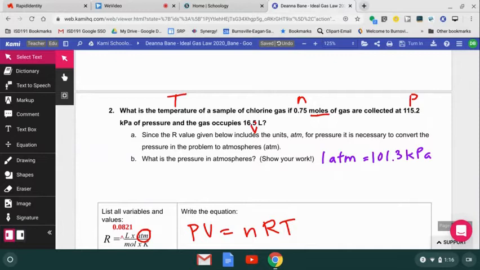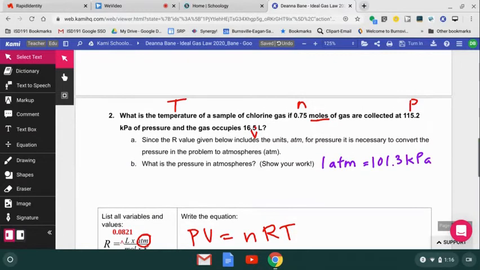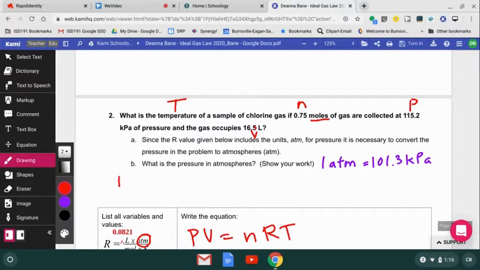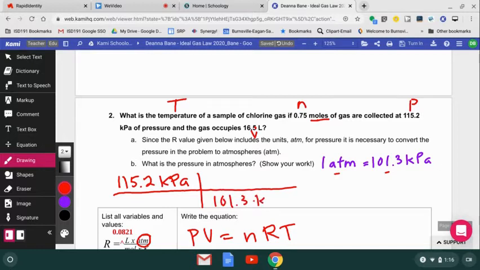Let's convert 115.2 kilopascals or kPas into atmospheres. We'll use dimensional analysis, and if we go back on our notes, we see that 1 atmosphere is equal to 101.3 kilopascals. We need the kilopascals to cancel, so that's going to go on the bottom. And then 1 atmosphere goes on the top.